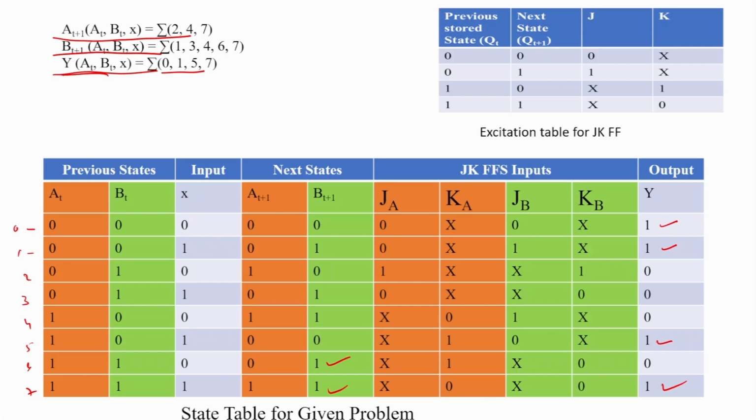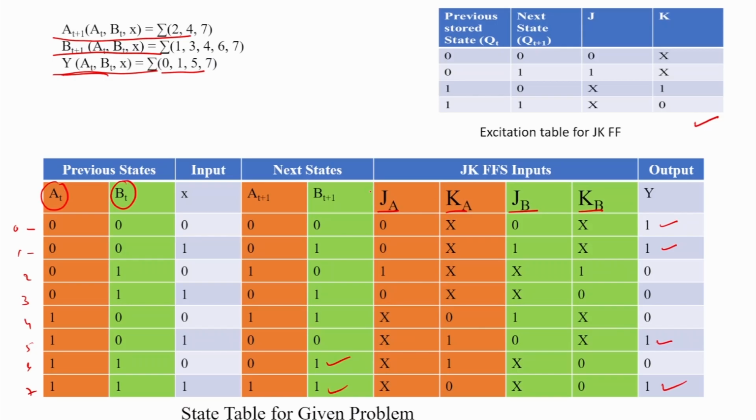After that, here are 2 flip flops, which means the number of inputs is 4. First flip flop inputs are denoted as J A K A, second flip flop inputs are J B K B. And this is the excitation table of J K flip flop. Previous state for J A K A is denoted as A t. Previous state for J B K B is denoted as B t.